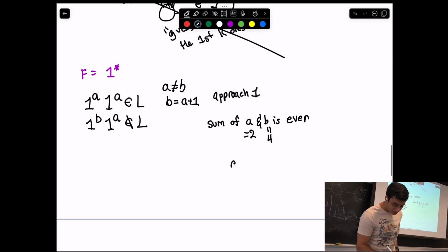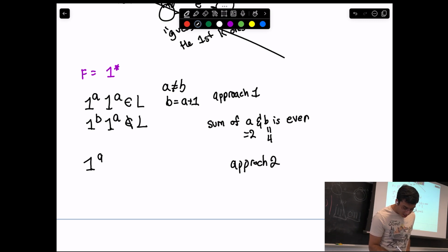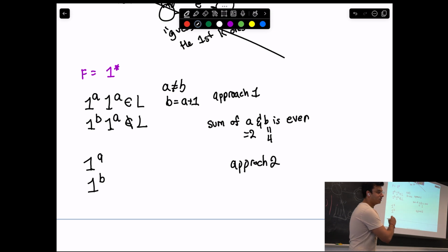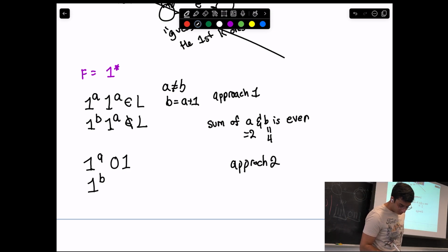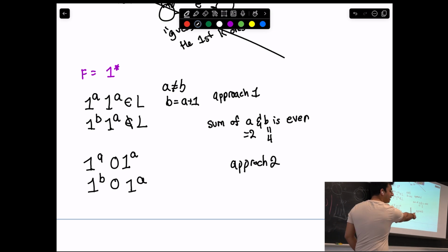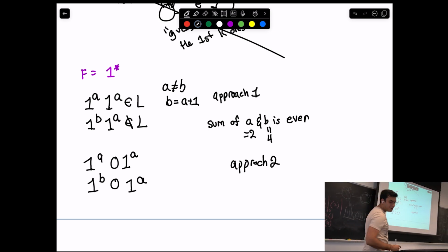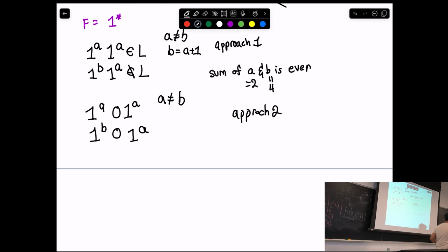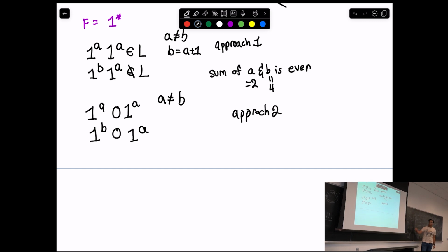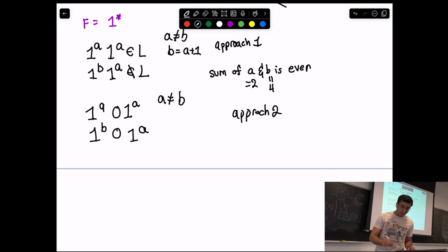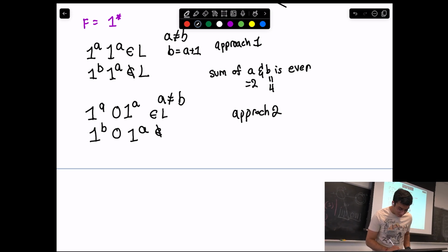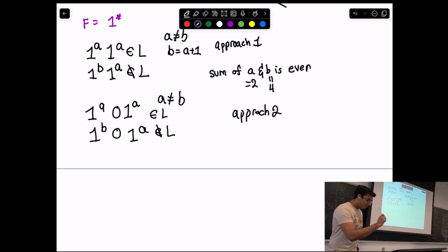Let's look at approach 2. So you want to say we take 1 to the a, 1 to the b. What do you want to use as a suffix? 0, 1 to the a. Yeah, and then 0, 1 to the a, right? So now the string is never splittable, correct? And no matter what, since a is not equal to b, the string can no longer be split down the middle like it was here, right? There's no way of putting that string into the language if a is not equal to b. So if you use this suffix, the first string always ends up in the language, and the second string never ends up in the language. Simpler example.